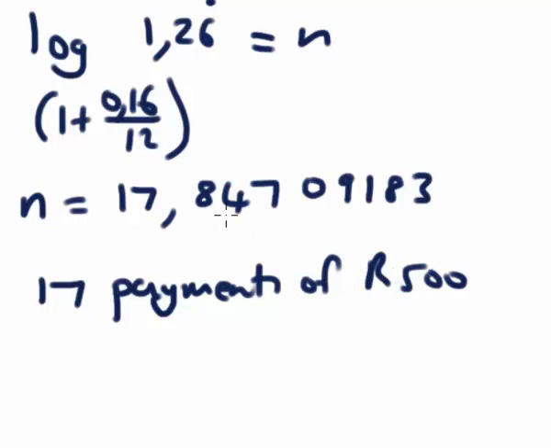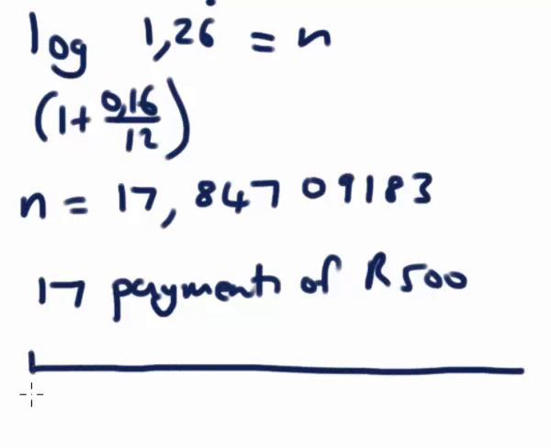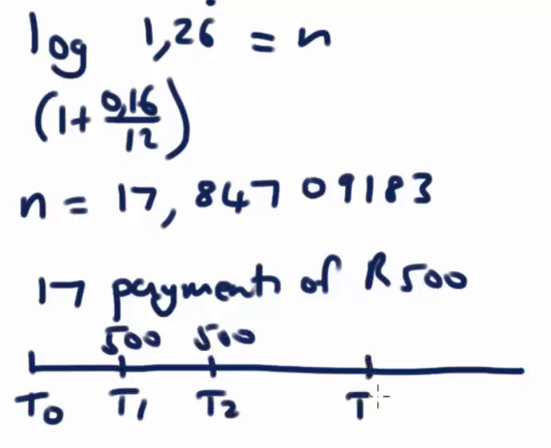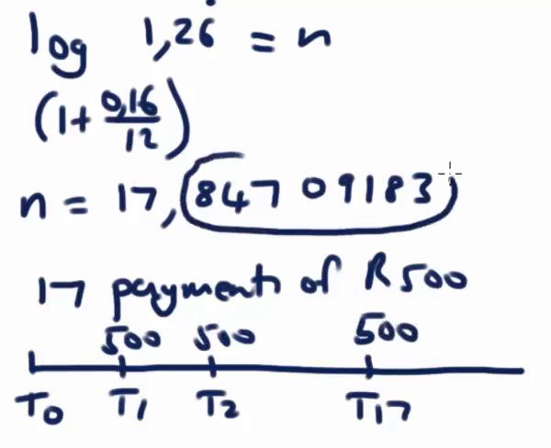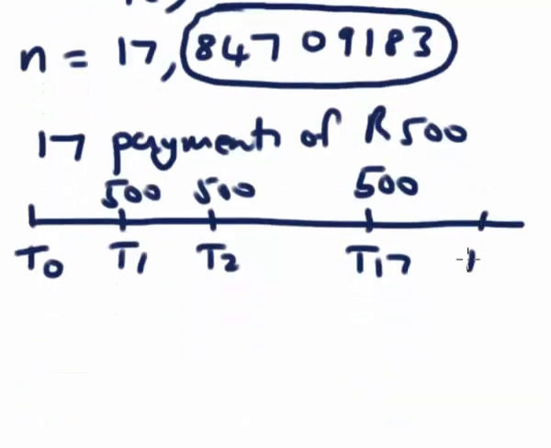Okay, now if you look at the amount saved after the 17th payment has been made, if you look at this carefully now, watch this. So you're making these payments, and there's going to be 17 of them. 17 of those payments. But the question is this decimal. What does this decimal mean? Well, 17 comma something. What that means is, at T17, let's suppose we've saved up 17 payments of 500. How much will we have at T17?